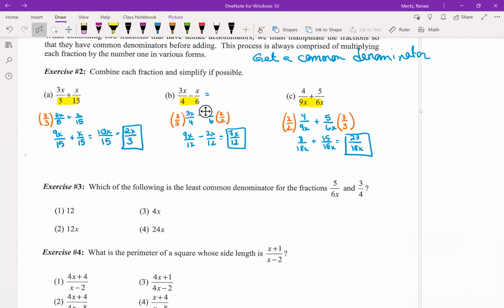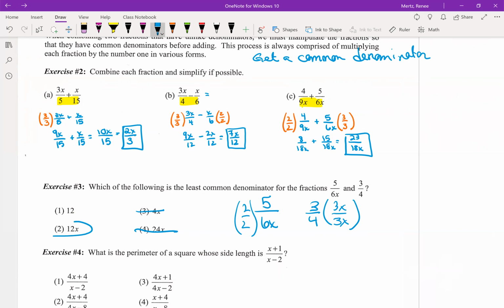When we're looking at exercise 3, it says which of the following is the least common denominator? So we're comparing a 5 over a 6x and a 3 over a 4. So what is the least common multiple? So 24 is too large, 4 is too small, so we're between 12 and 12x. So if I multiply this by 2 over 2 and this by 3x over 3x, I would agree that it's going to be a 12x.